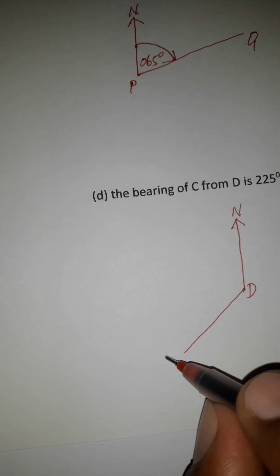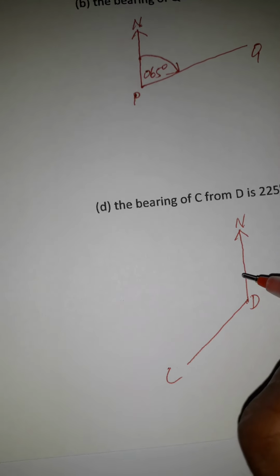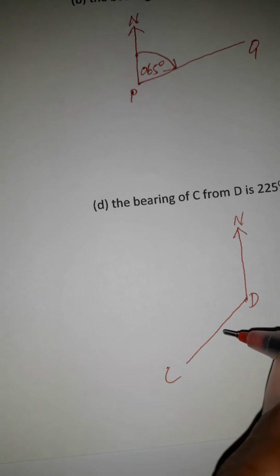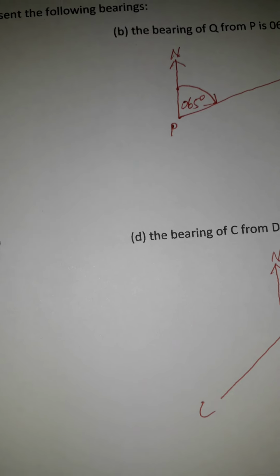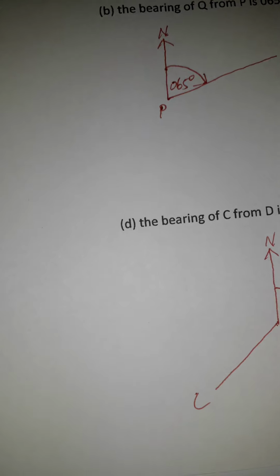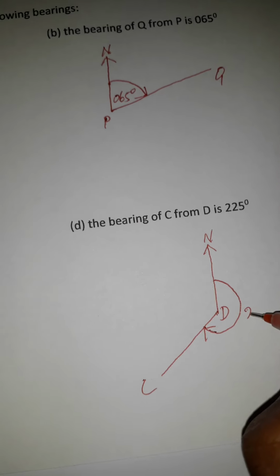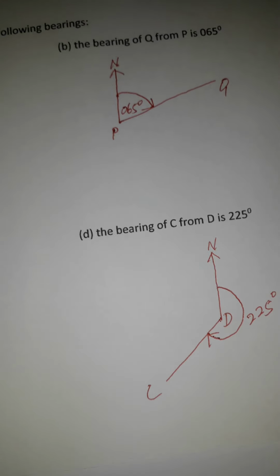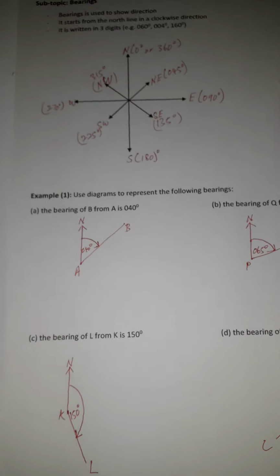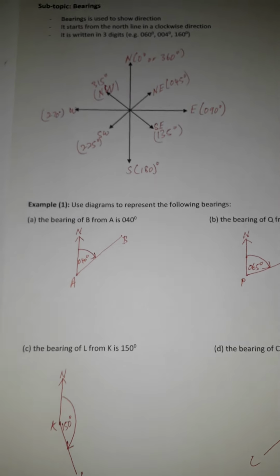And we label this point C. And we do not represent it like that because that's anti-clockwise. So we need to start from the north line in a clockwise direction. Okay, I'll write it here, 225 degrees. Good, so this is our first example. In another video, we'll do the second example.